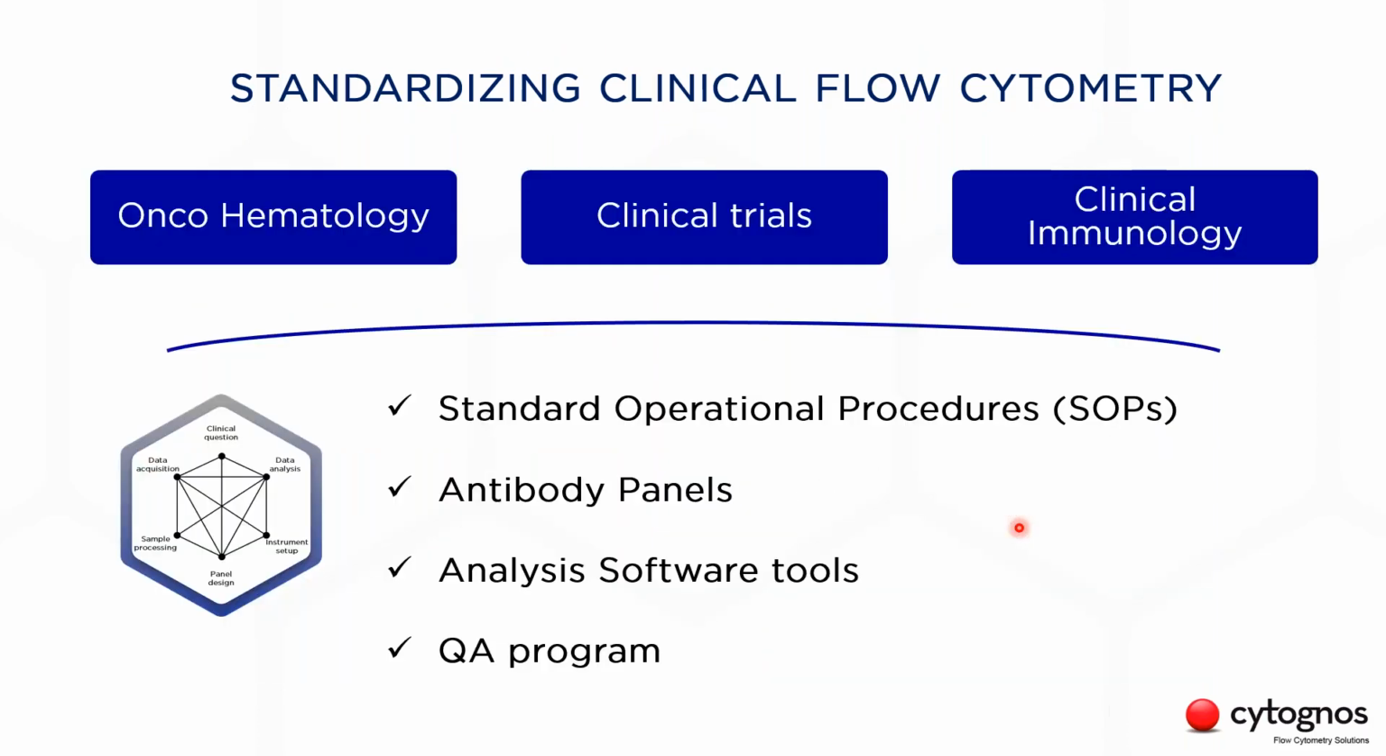This method can be used in onco-hematology, clinical trials, and clinical immunology areas, but today we are going to focus on onco-hematology. So these methods include the standard operating protocols or SOPs, the antibody panels, analysis software tools, and a QA program. So let's go over each of them.